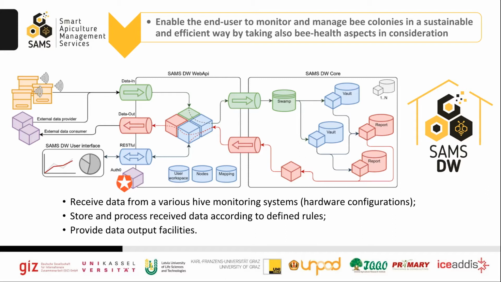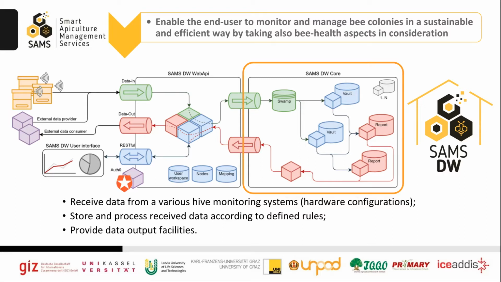And our data warehouse consists of several parts. One such main part is data warehouse core. It's a main storage and processing unit of the whole system. So the idea is that this module receives data about various beekeeping objects, processes them through number of models and reports, and finally produces some data results available for output.